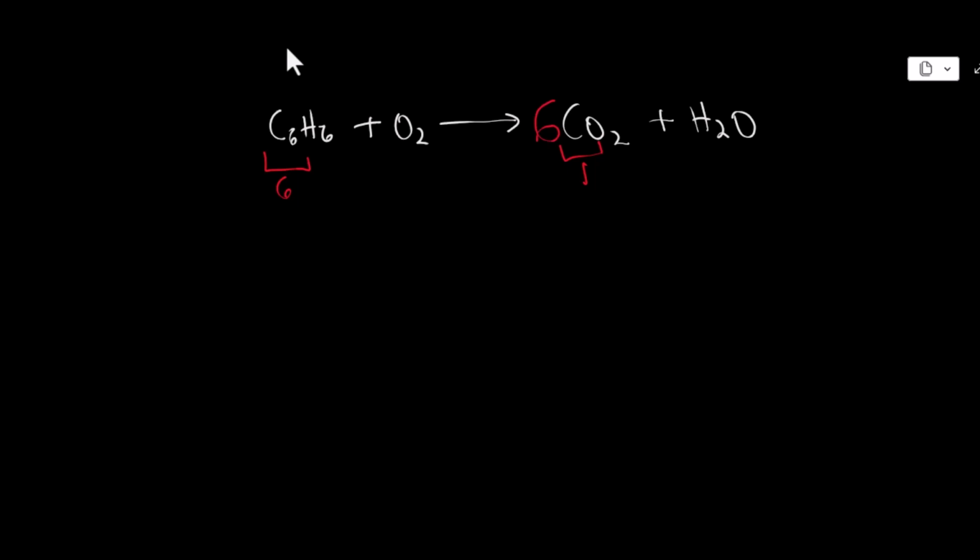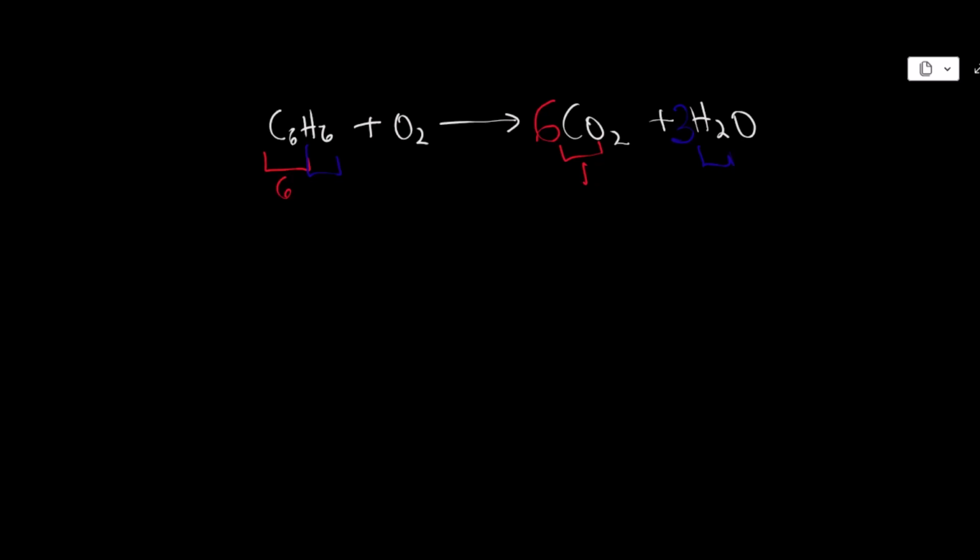Then next, we are going to balance the hydrogen atoms. There are 6 hydrogen atoms on the left, but only 2 on the right. So what we are going to do is we will put 3 over here, so that when you multiply 3 and 2, you get 6. Now we see that we have 6 carbons on the left, 6 carbons on the right, 6 hydrogens on the left, 6 hydrogens on the right.